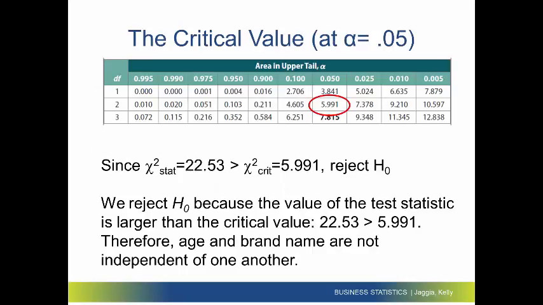Here is an excerpt from the table. So what we need to do is look down at 2 degrees of freedom and then across to 0.05 in the upper tail. This gives us a critical value of 5.991. As a result, since the chi-squared test statistic, which equals 22.53, is greater than the chi-squared critical value of 5.991, we reject the null hypothesis. There is enough evidence to conclude that there is a relationship between brand type and age of buyer.